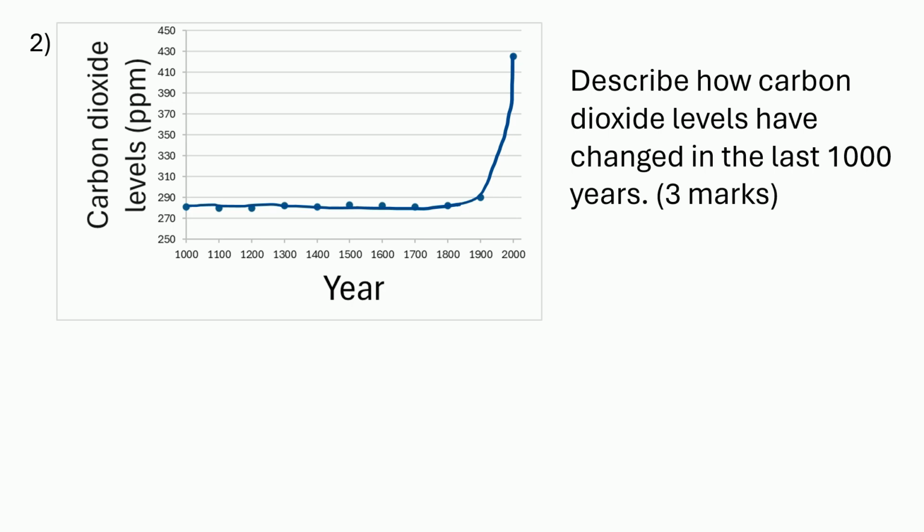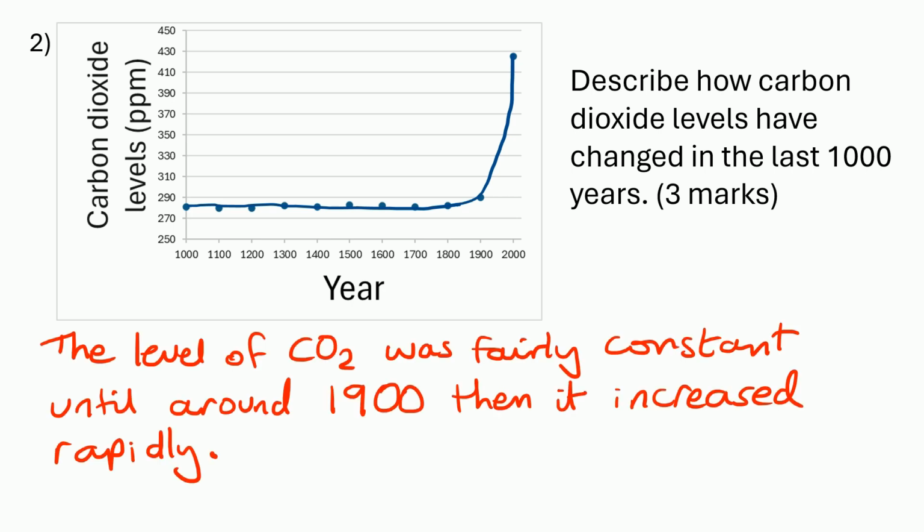You're only going to get 1 mark if you talk about it increasing. So how do we get 3 marks? Well, first of all, we need to spot it's a 2-part graph, and in the first part of the graph, the level of carbon dioxide was fairly constant until around 1900. And then in the second part of the graph, it increased rapidly. So 1 mark for saying it was level, 2nd mark for saying the second part of the graph, it increases rapidly, and the 3rd mark is for saying where that change happens, which is around 1900.